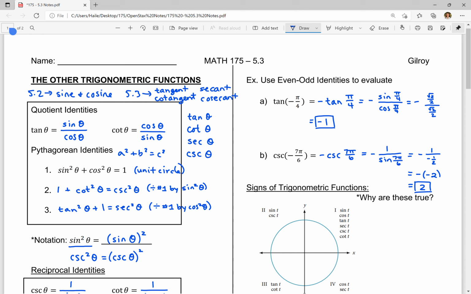Okay, so once again, first we used the even and odd identities, but then there was a second step in there where we had to realize that we had to use a different kind of identity to fully solve the problem. Okay, so that happens quite a bit.